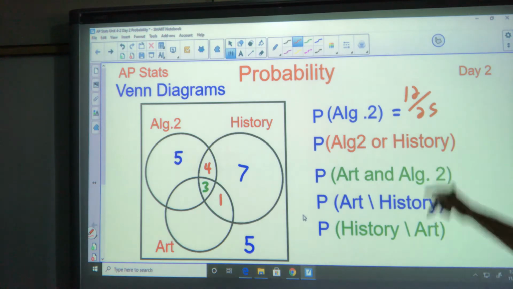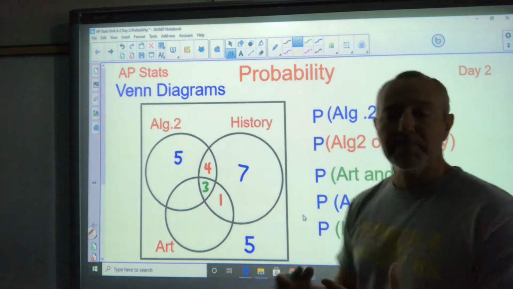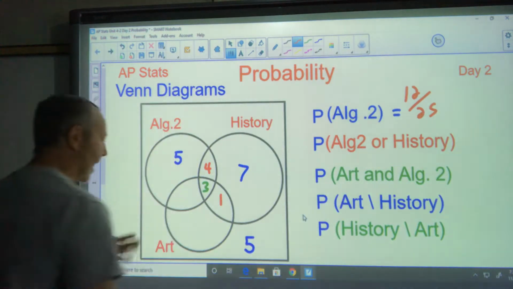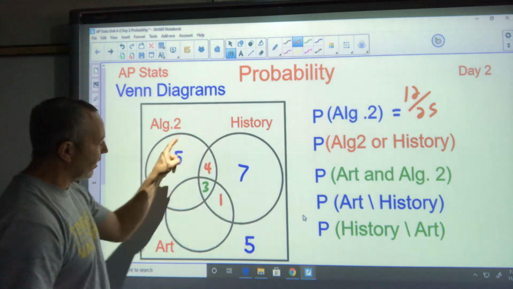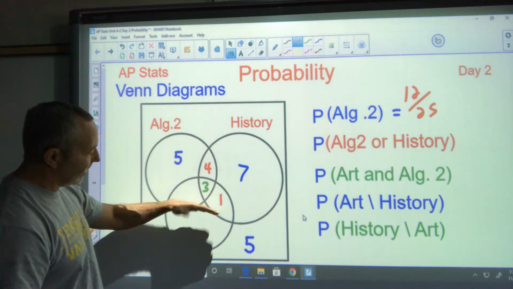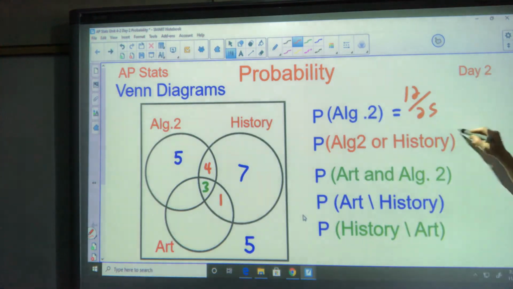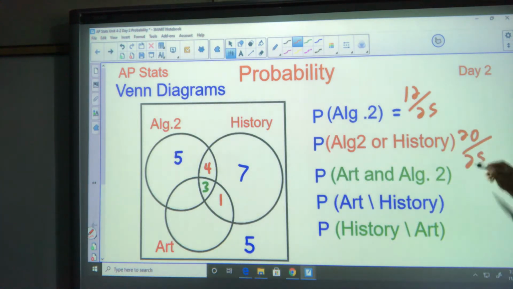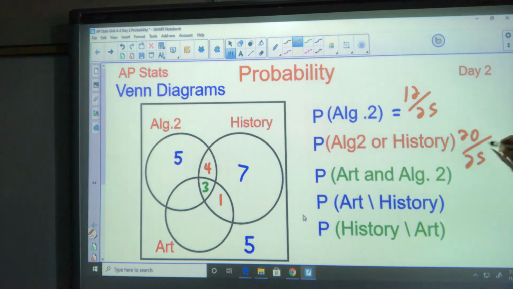Algebra 2 or History. That's anyone in Algebra 2, or they could be in History. Whether they're taking both, I don't care. As long as they're in Algebra 2, or in History. So anyone over there, all those people, every single one of them except for the 5. 20 out of 25. I would reduce that down, divide by 5, that would be 4/5 or 80%.